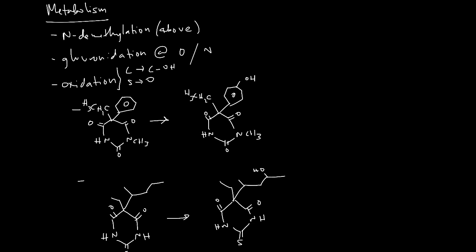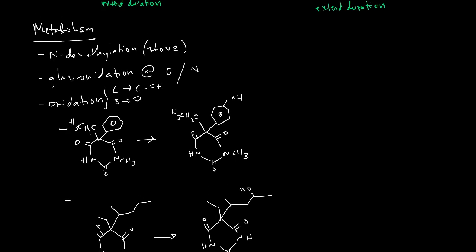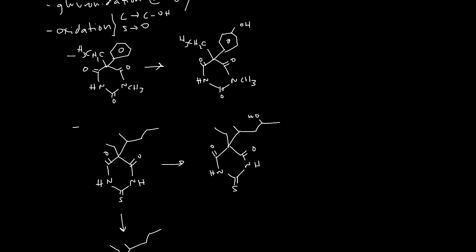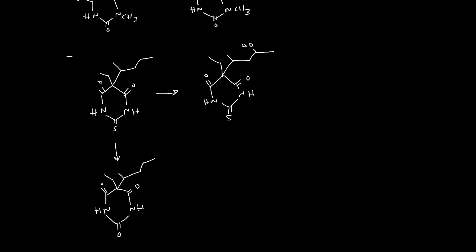You already know what glucuronidation is. This can happen at the oxygen or the nitrogens. They can also be oxidized from carbon to carbon-oxygen. So here you have carbon to carbon-oxygen. Or they can be oxidized from sulfur to oxygen.